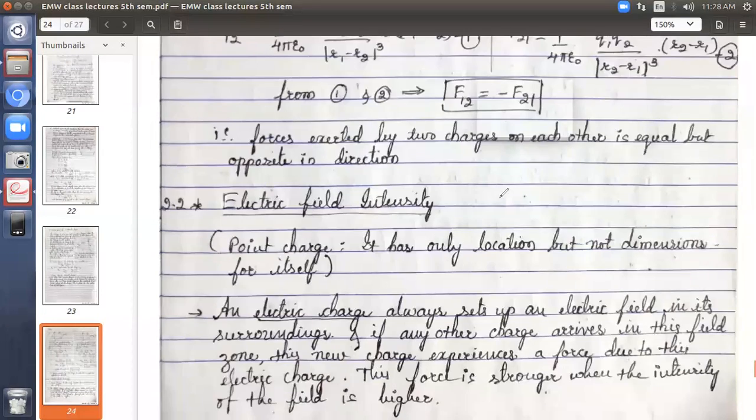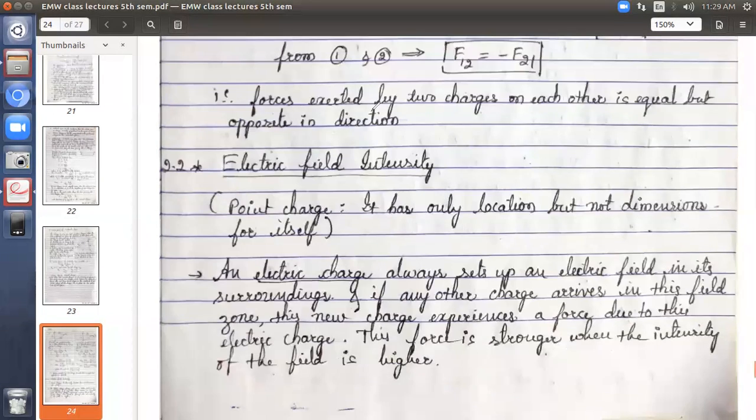It is the same as if two friends are standing, and this person wants to drag the rope towards her side, and the other person wants to drag the rope on the other side, on her side. So obviously the directions of the forces will be opposite.